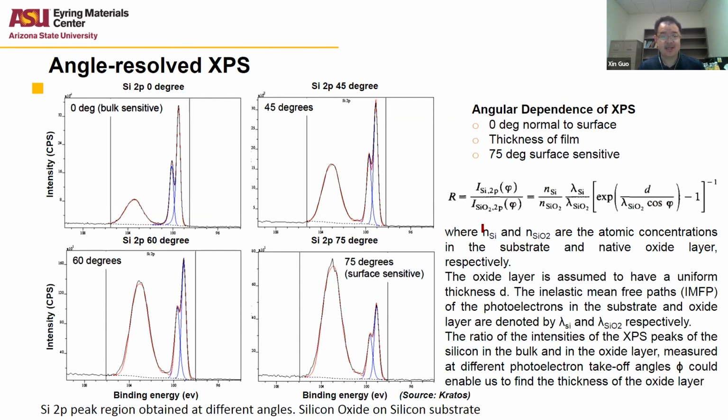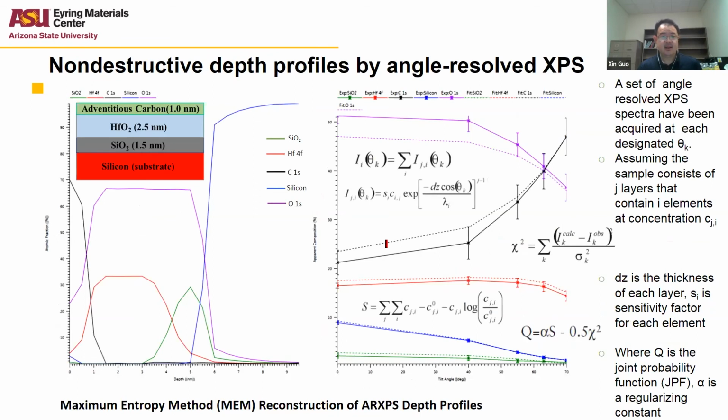That gave us a method to get the thickness of the overlayer film. And angle-resolved XPS can also give us non-destructive depth profiles that are reconstructed by the maximum entropy method. So what's the basic principle behind this?